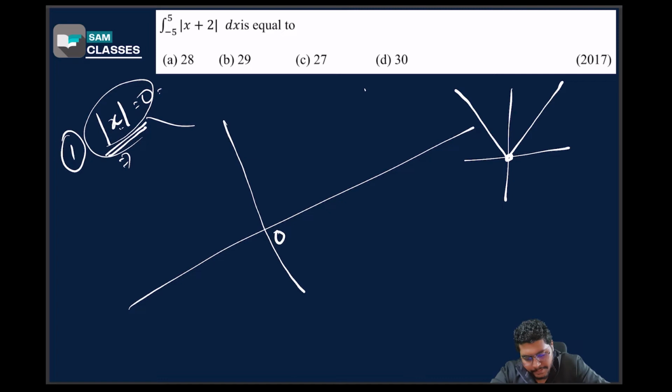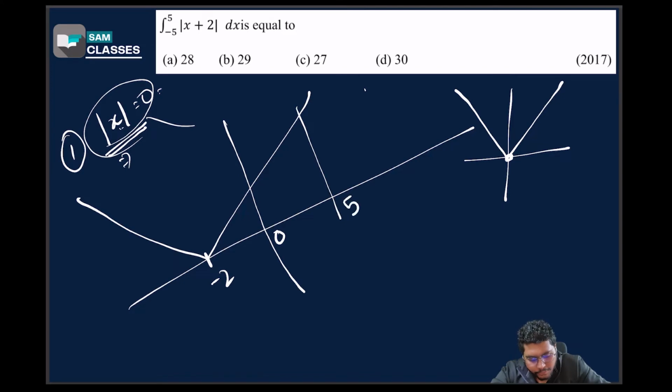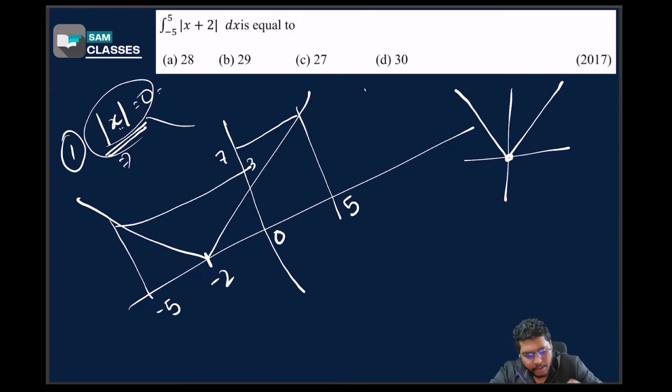Correct. This is my 0. At minus 2, I add the V. So the graph became like this, very simple. For x equal to 5, the value of y is 7 here. And for x equal to minus 5, the value of y is 3 here. Correct. This much I know.